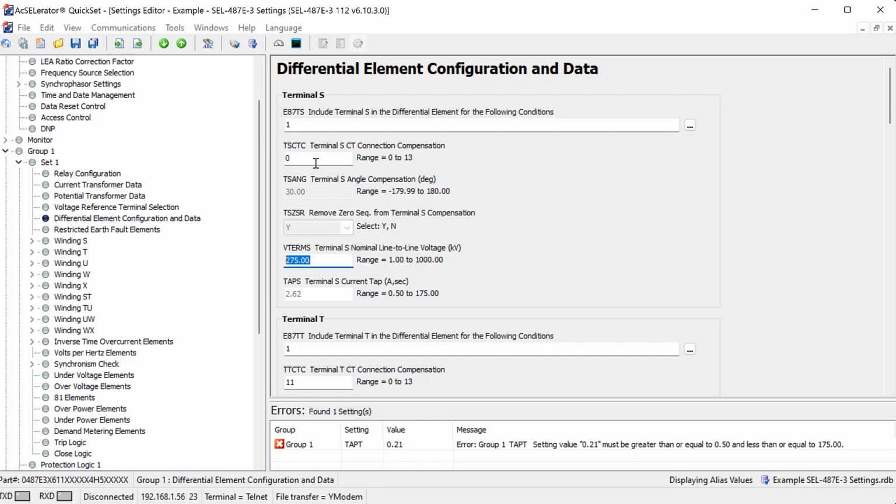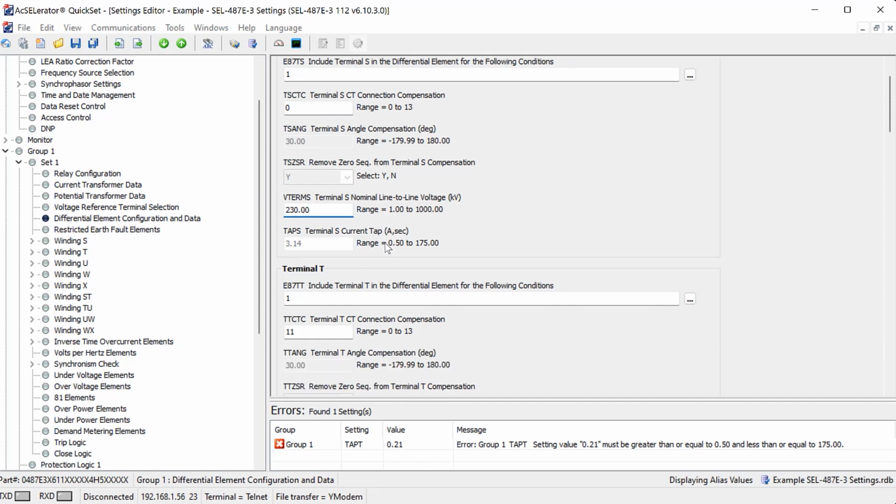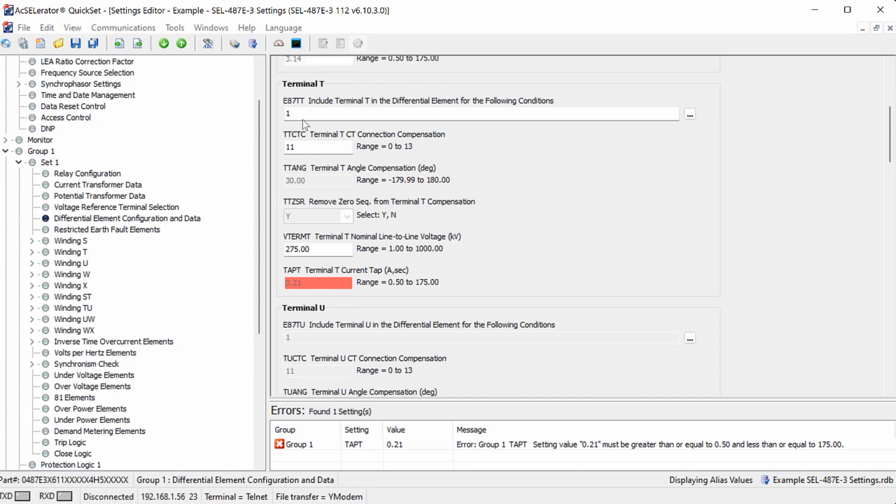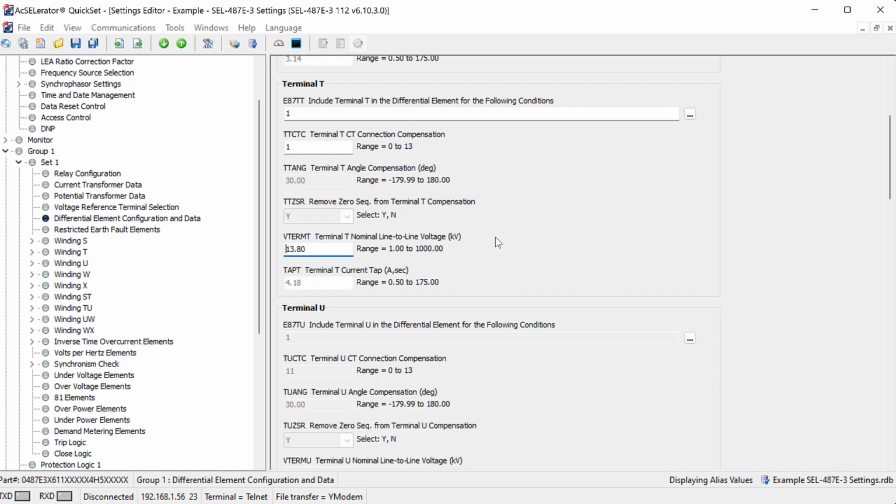That's going to be your reference. Now this is important. The voltage on that winding, which in this case is 230 kV. And then for the T winding, which again is the low side in our case, I also want that always enabled. We're going to use a compensation of 1, as we talked about, for the low side currents. So that's going to shift the low side currents 30 degrees counterclockwise, such that it becomes in phase with the high side currents. That's how we do the phase shift compensation. And then lastly, we have the voltage for that terminal, which in this case is 13.8 kV.